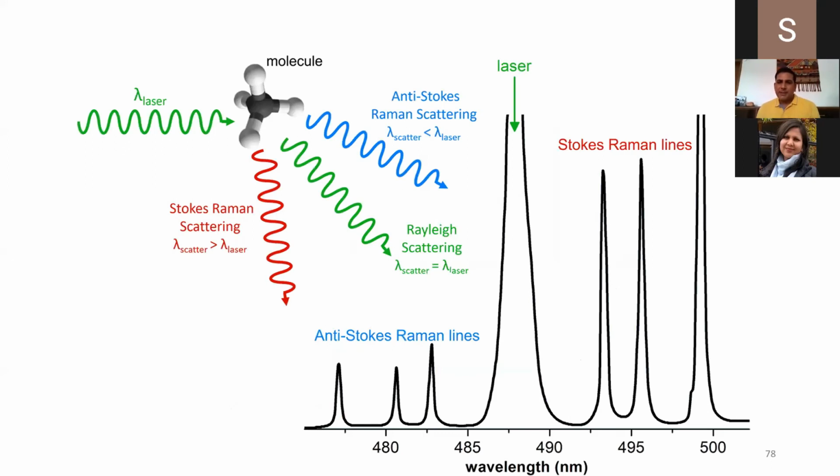So you can see this graph here. The first one is the Rayleigh scattering, where there is no change in energy. This is anti-Stokes, and this is the Stokes one. The anti-Stokes and the Stokes lines are being collected by your Raman spectra.